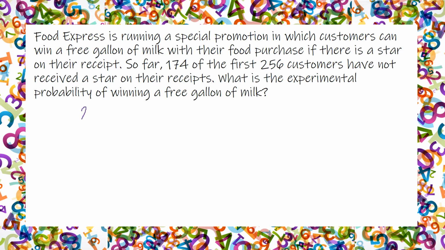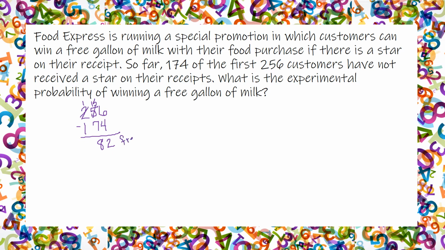So what we're going to do is figure out how many have already gotten a free gallon of milk by doing this subtraction. So 6 minus 4 is 2. 5 minus 7 I can't do, so I've got to borrow from that 2. That makes this a 15. 15 minus 7 is 8. 1 minus 1 is 0. So 82 have already gotten a free gallon of milk.